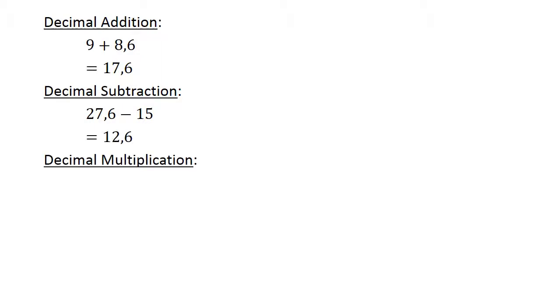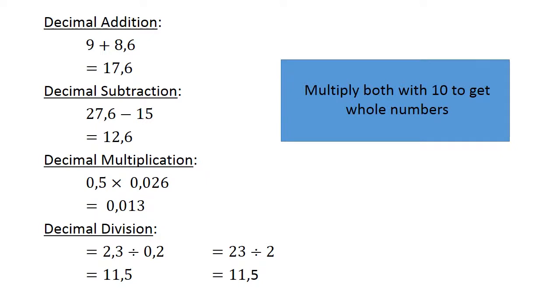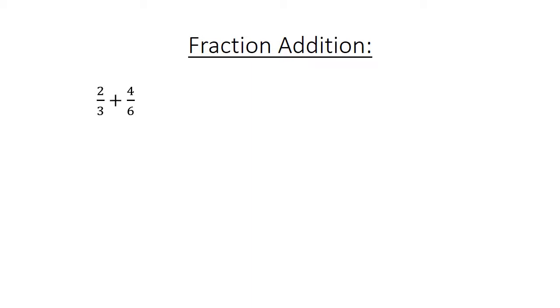Decimal multiplication, 0,5 times 0,026 equals 0,013. Decimal division, 2,3 divided by 0,2. Again, we multiply both with 10 to get whole numbers. 23 divided by 2 equals 11,5.